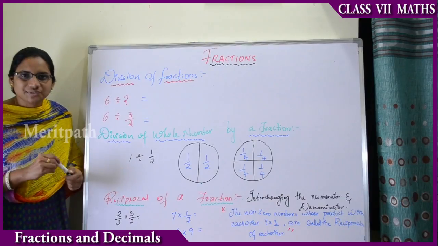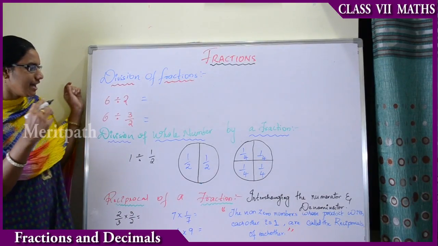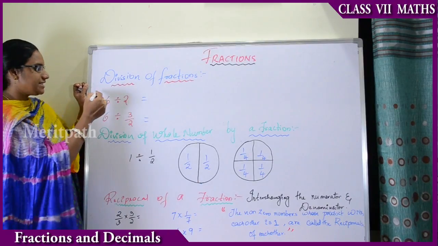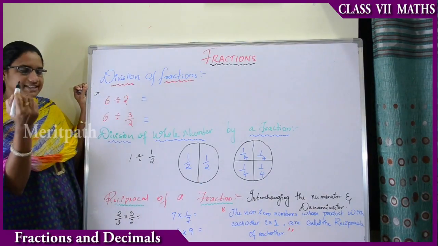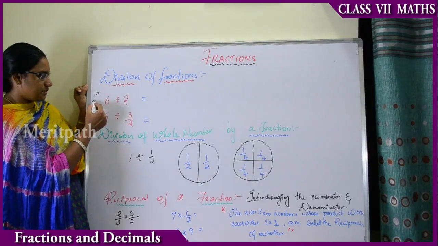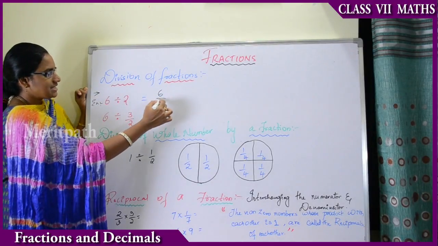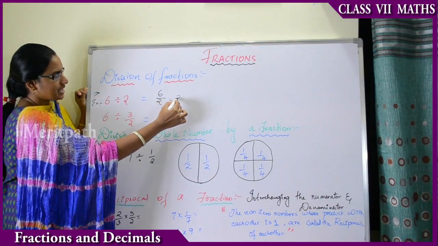Divide the fractions with the whole numbers, or dividing a fraction with another fraction. Now let us see, for example, let us divide the integers, that is natural numbers. For example, let us divide 6 divided by 2. Let us take this as an example. When we divide 6 by 2, we will be getting 3, right?